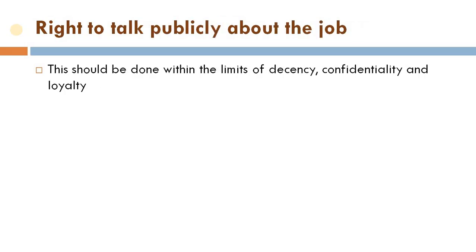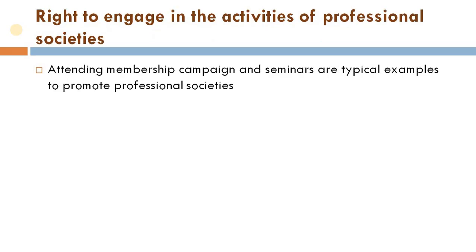The next one is the right to talk publicly about the job. We have the right to talk about our job publicly, but this should be done within the limits of decency, confidentiality and loyalty. The next is the right to engage in the activities of professional societies. Professional societies are for the professionals. So we have the right to attend membership campaigns and seminars. These are basically done to promote the professional societies, and we have the right to do it.